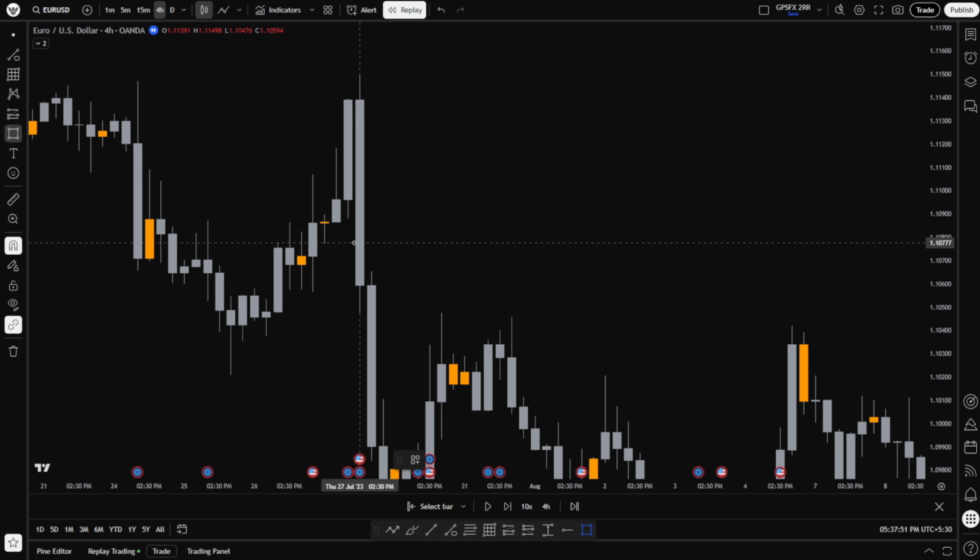So don't get overwhelmed by all these things. Now it looks very complicated. Let me just show you how I actually filtered this. So the first thing you should do is take out your fibs, put it from the top of this point, which is the swing high, to the bottom of this point. All right.